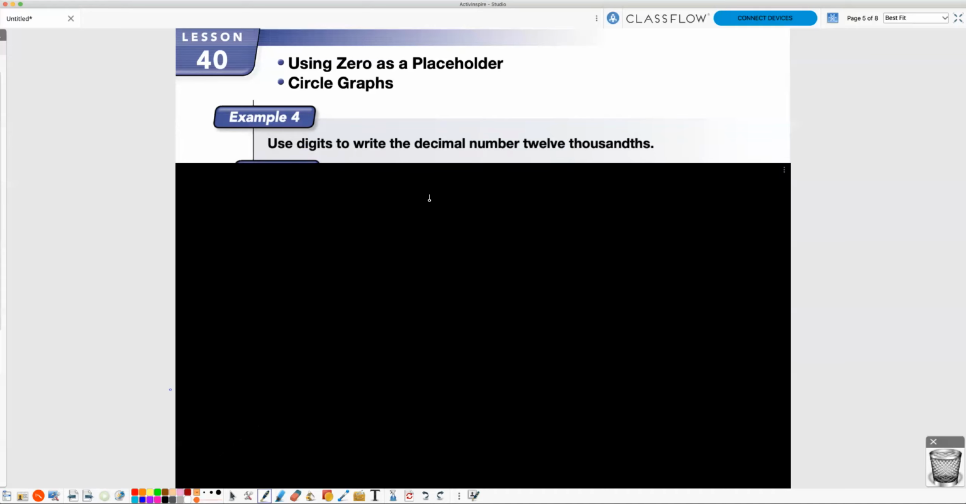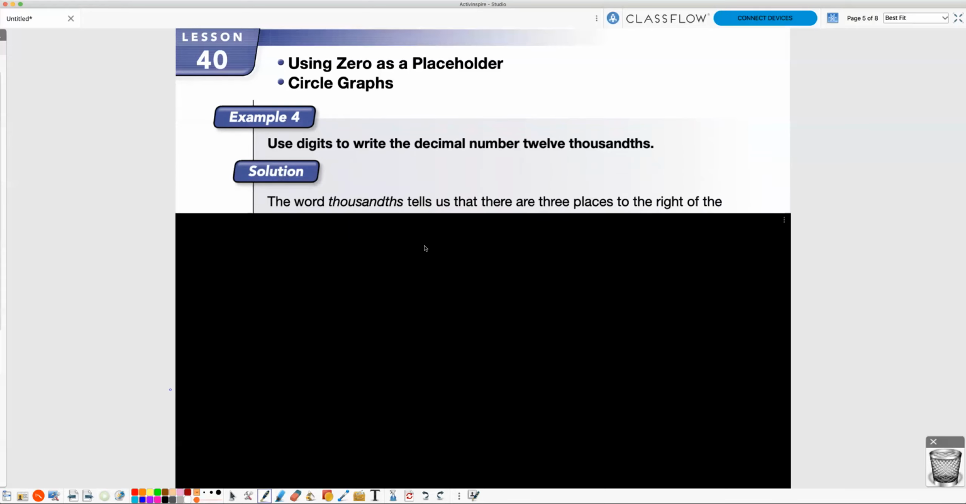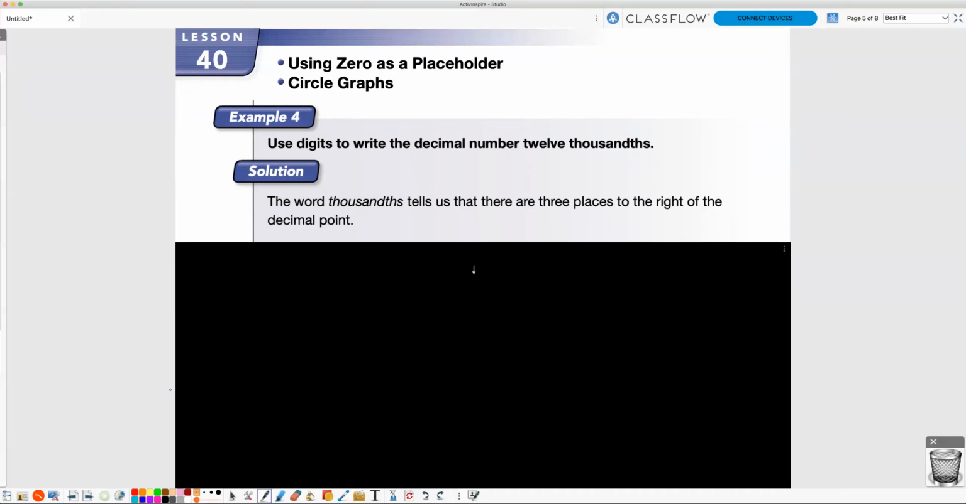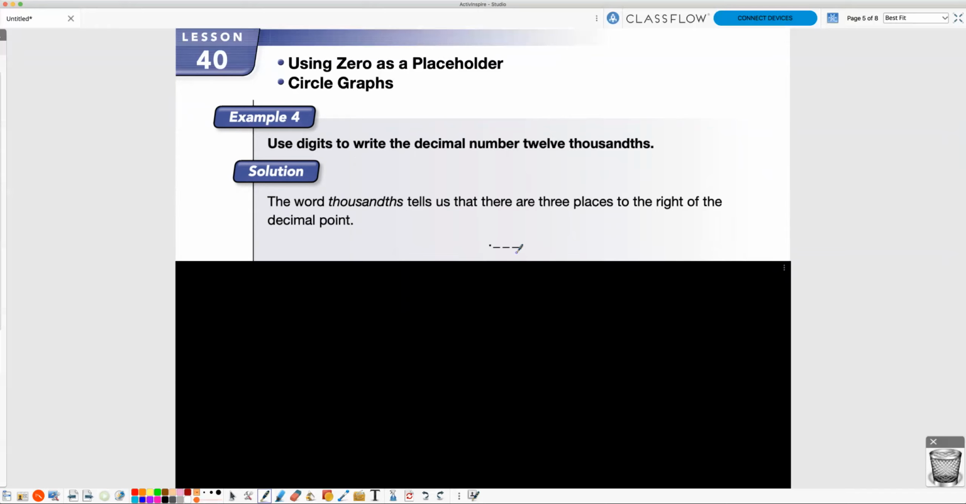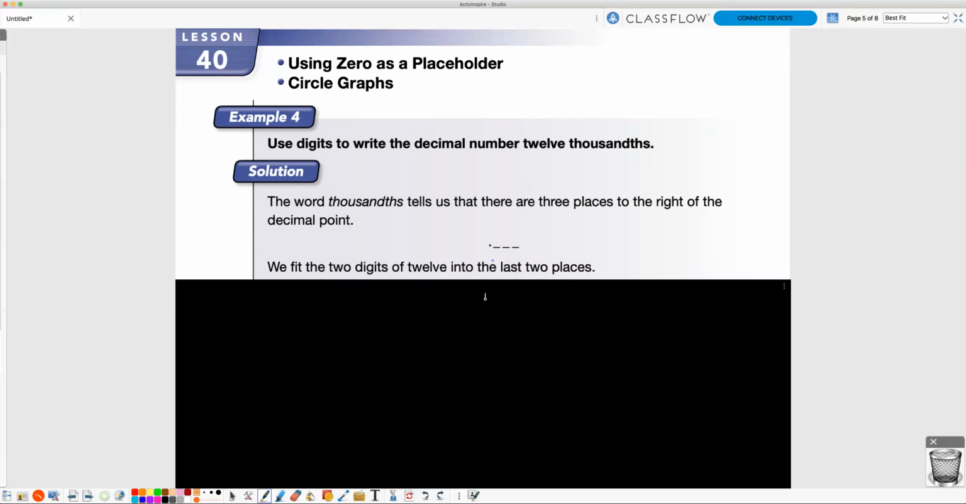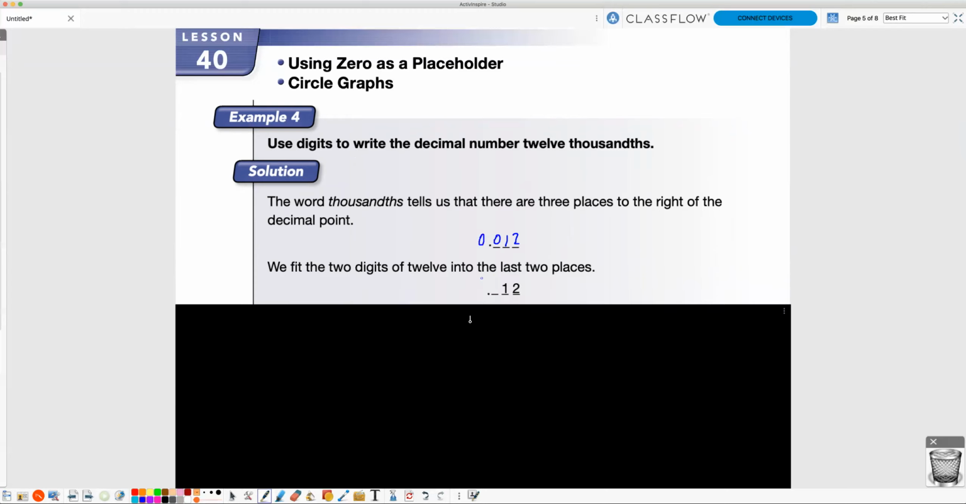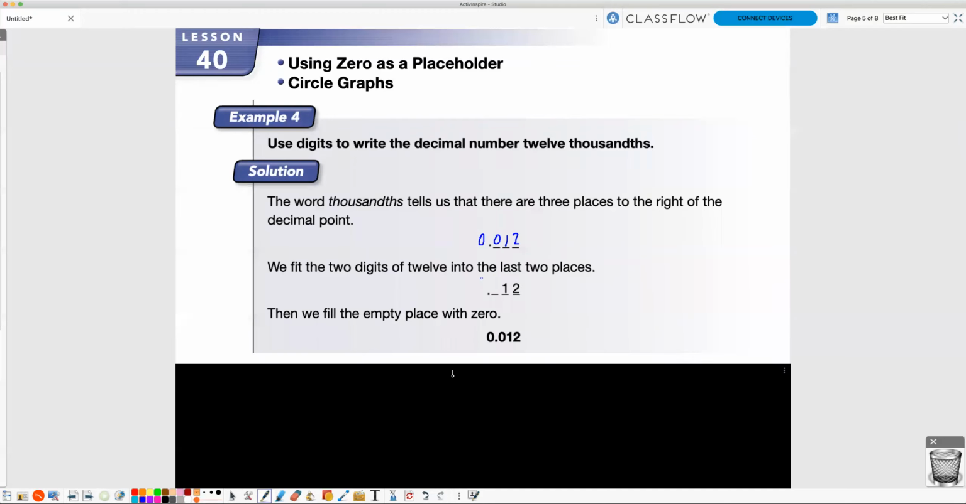All right, let's look at another example here. Example 4, use digits to write the decimal number 12 thousandths. So first of all, you need to know where 12 thousandths is. The word thousandths tells us that there are 3 places to the right of the decimal point. So that would be in this position right here. So if you want to have 12 thousandths, that means we need to fit the 2 digits of the 12 into the last 2 places. The 12, and then we have to throw in some zeros to make placeholders. Then we fill in the empty place with 0. That would be 12 thousandths.